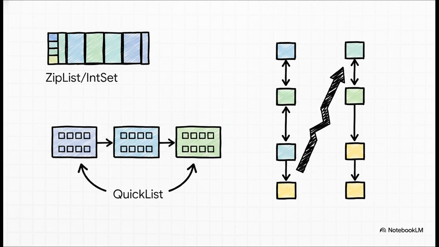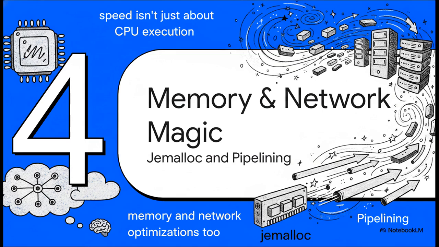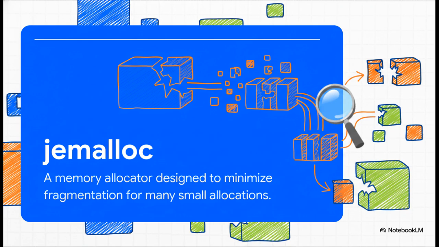Okay, Section 4, Memory and Network Magic, specifically jemalloc and pipelining. Think about it. If you're managing millions of tiny data structures, memory fragmentation is going to become a huge bottleneck really fast. So instead of standard memory allocation, Redis uses jemalloc.